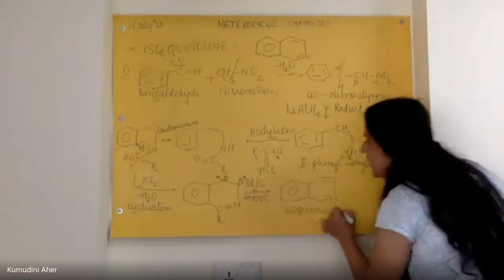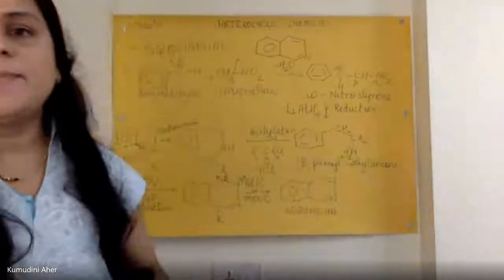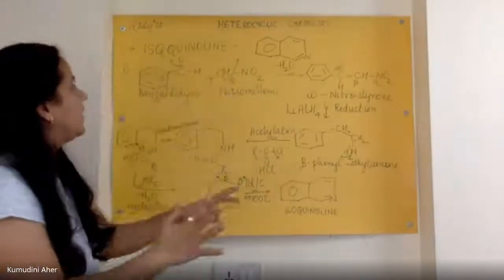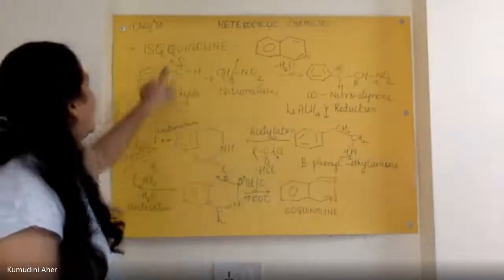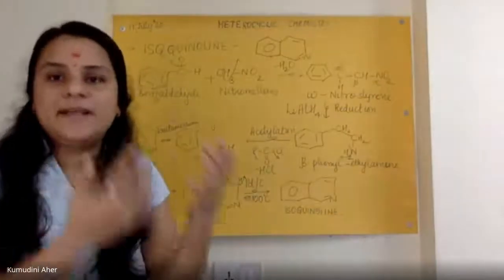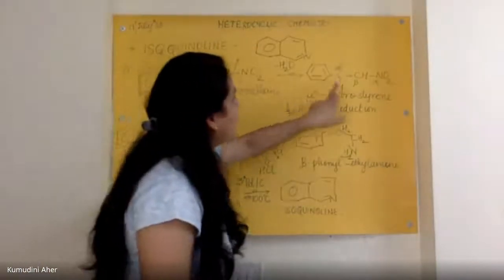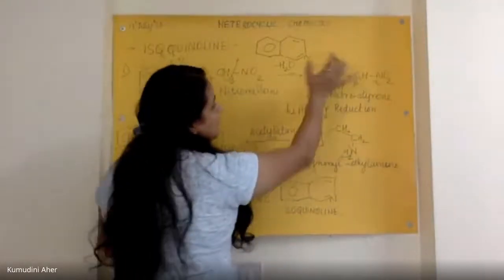Fine. I'll repeat to you once more the synthesis of isoquinoline. First step is going to be a condensation step. In this condensation reaction, I have to eliminate water molecules. Nitromethane is going to give me 2 hydrogens, and oxygen I am going to receive from benzaldehyde. Combination of them will give me a structure which is called omega nitrostyrene, because this structure is very similar to styrene.